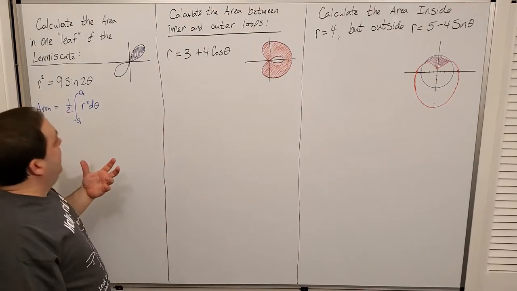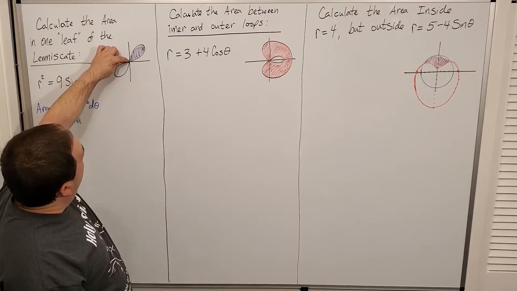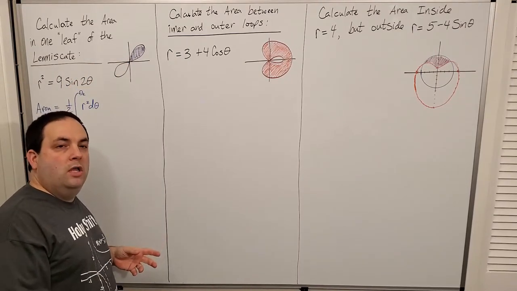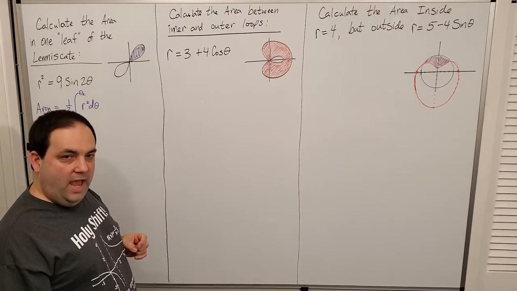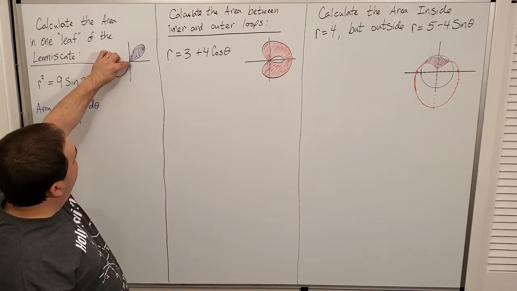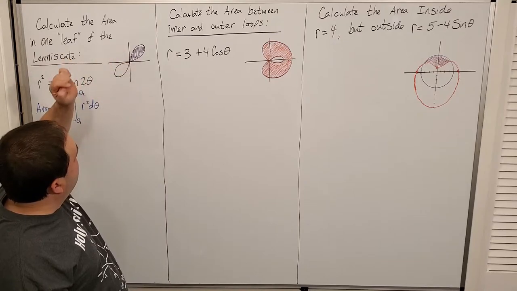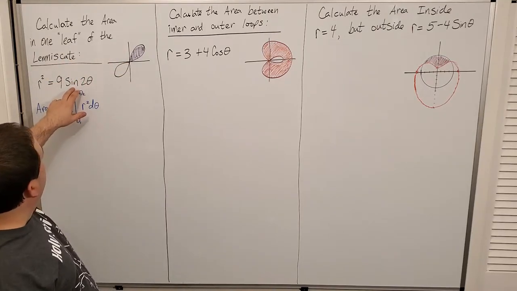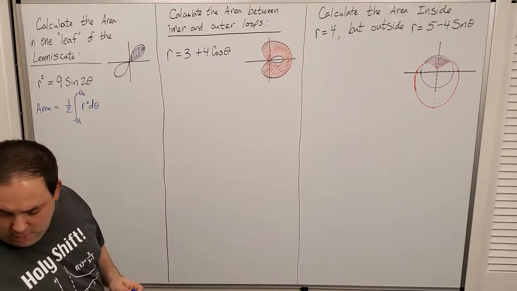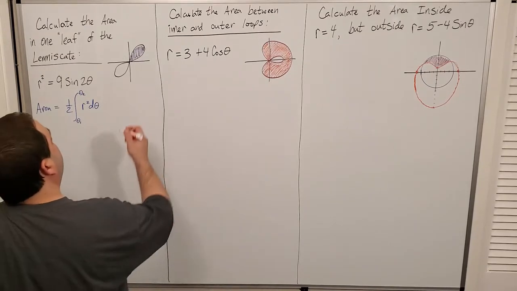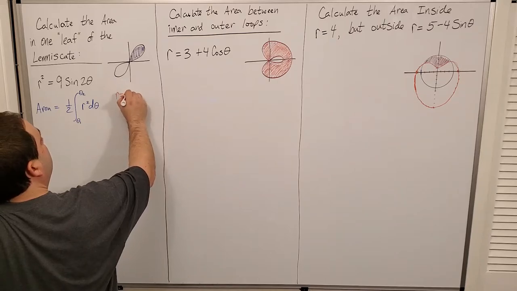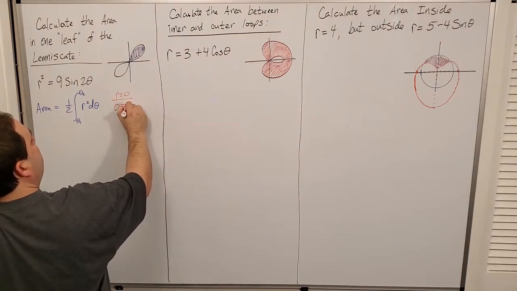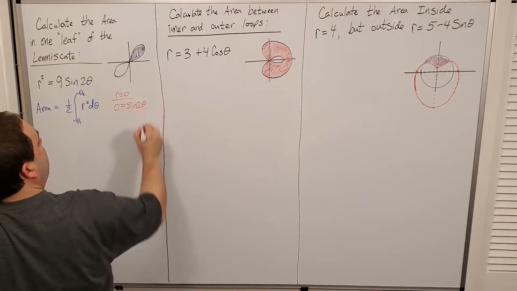So if I can figure out all of the theta values when r is a zero value, then I'll figure out where this thing starts and stops. Well, right here, r is going to be equal to zero when zero is equal to sine 2 theta.